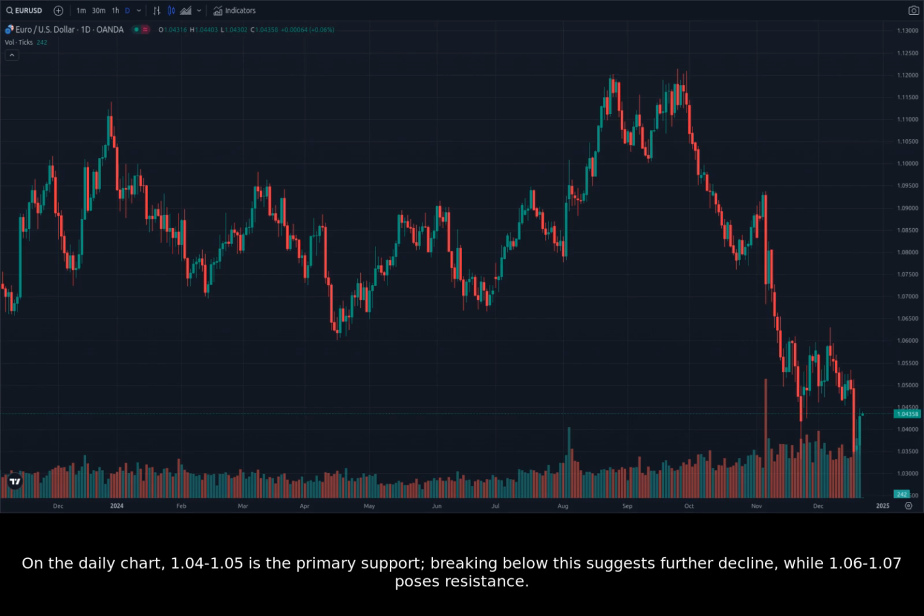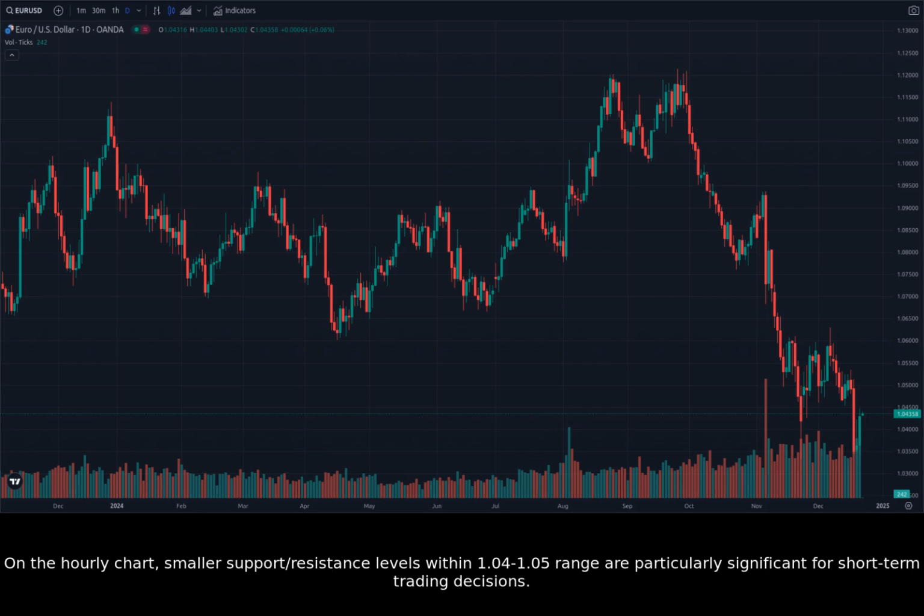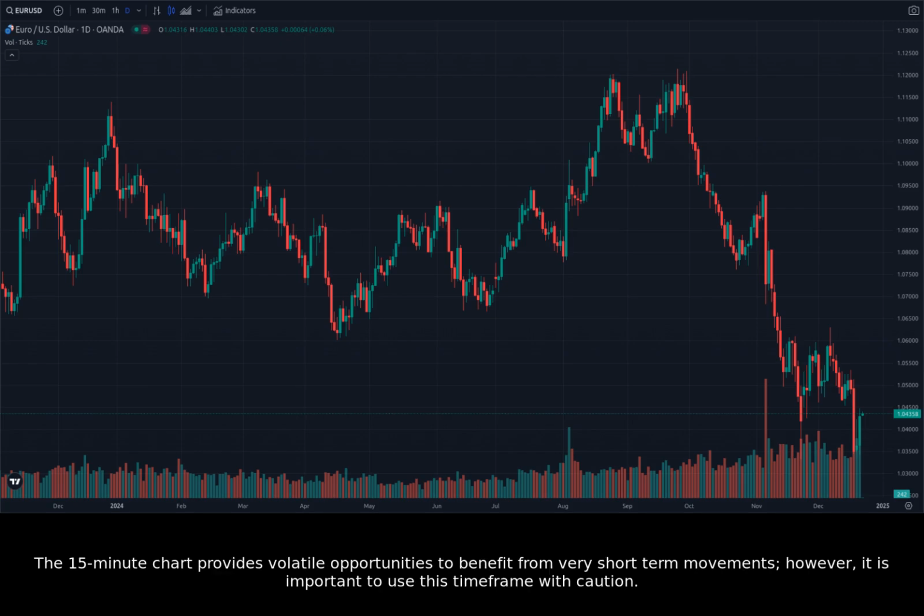On the daily chart, 1.04 to 1.05 is the primary support. Breaking below this suggests further decline, while 1.06 to 1.07 poses resistance. On the hourly chart, smaller support/resistance levels within the 1.04 to 1.05 range are particularly significant for short-term trading decisions. The 15-minute chart provides volatile opportunities to benefit from very short-term movements. However, it is important to use this time frame with caution.